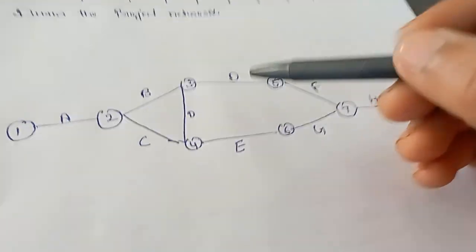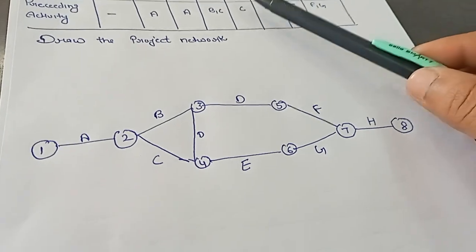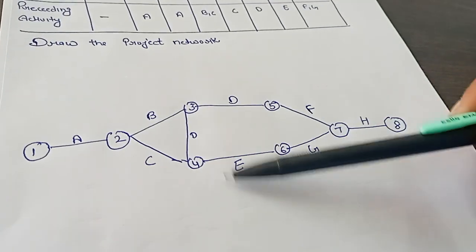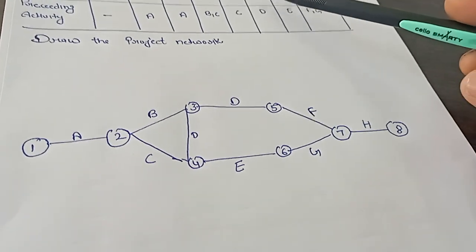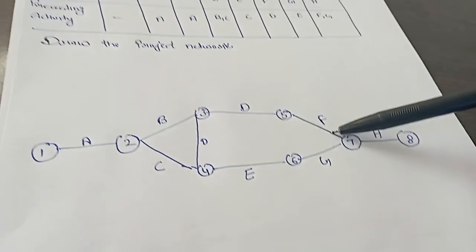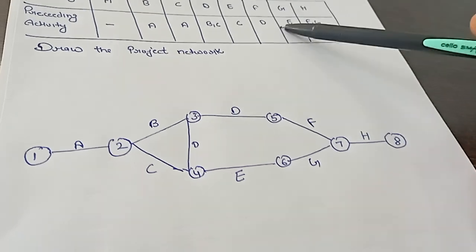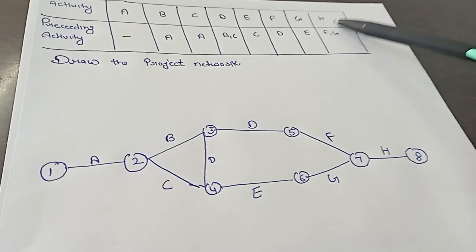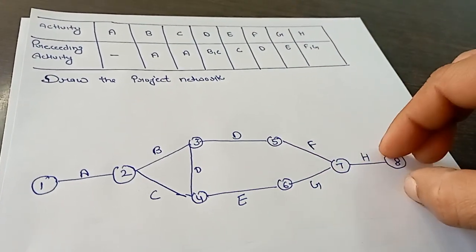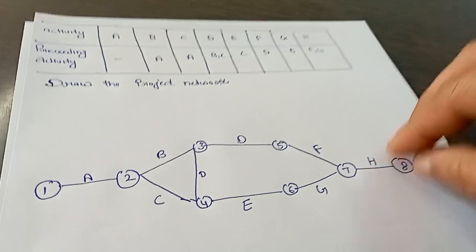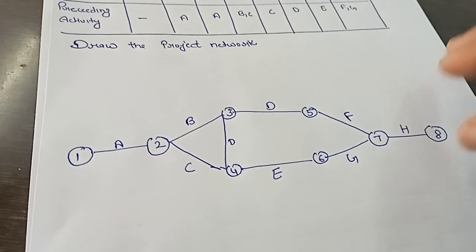And after that we create the D point, and after creating the D point, the next activity, that is E, comes from C point, and we create the E activity. After that we create the F, and it comes from D, and after that we create G point, and it comes from E. According to the question, H activity comes from F and G, that's why we meet F and G activity at one point, and after that create the H point. This is the complete procedure of how to draw the project network.